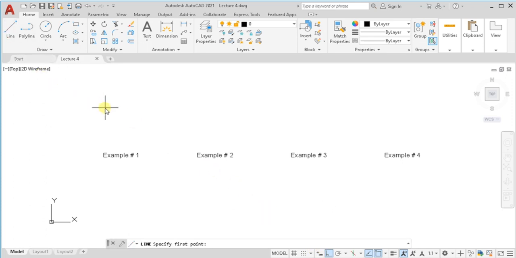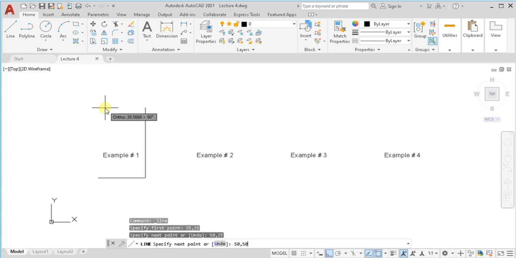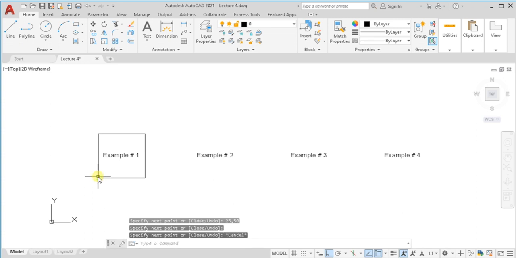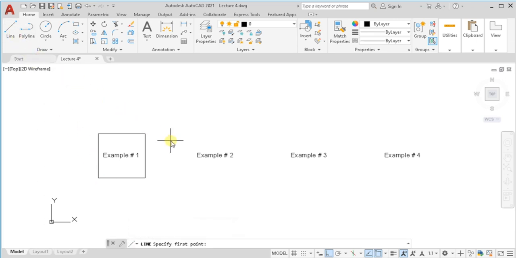We will activate the line command and then we will draw some lines using the absolute coordinate method. Here we have assigned a value of 25, 25, then 50, 25, then 50, 50, and then we can simply bring it to the start point. You can see the dynamic input is off. You will be wondering what the dynamic input is. We will see it in a short while.